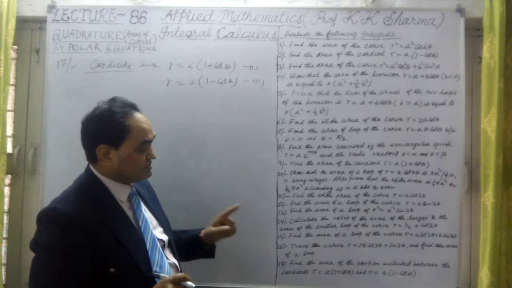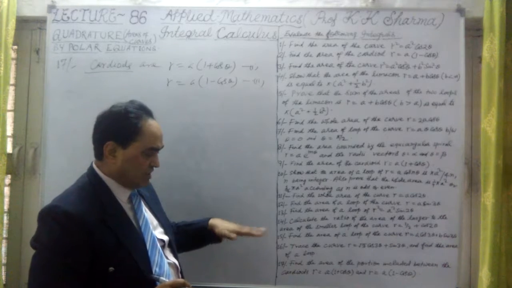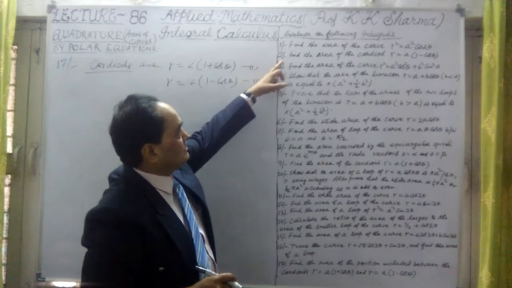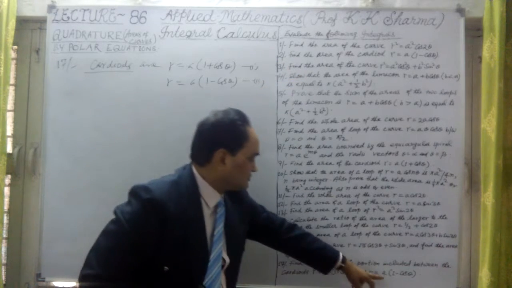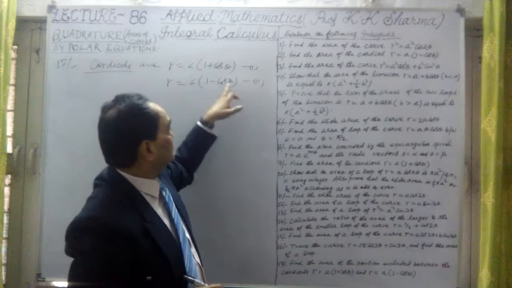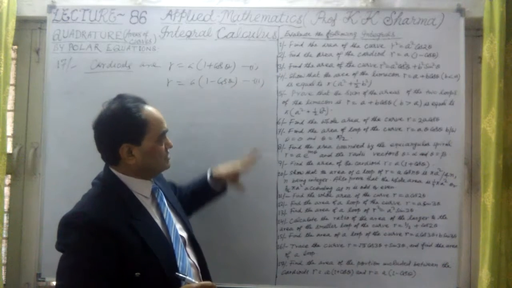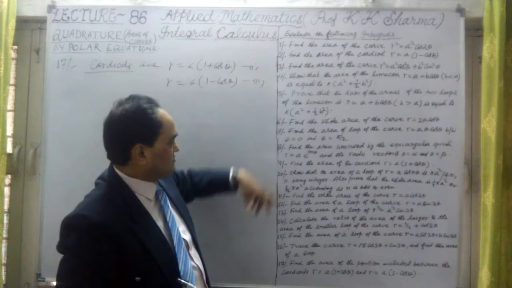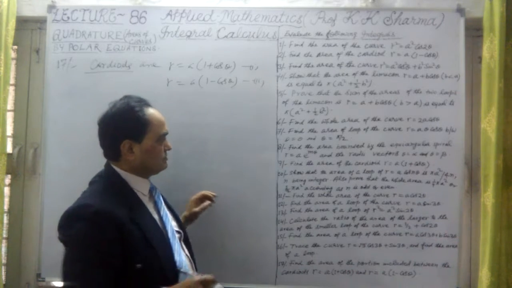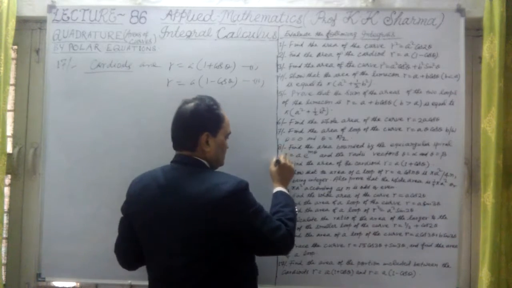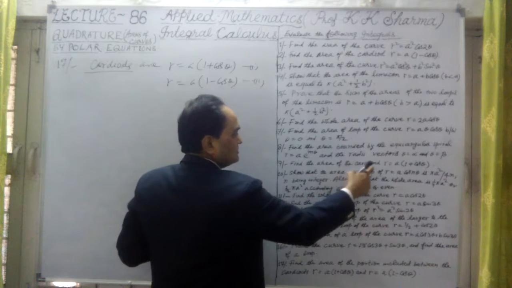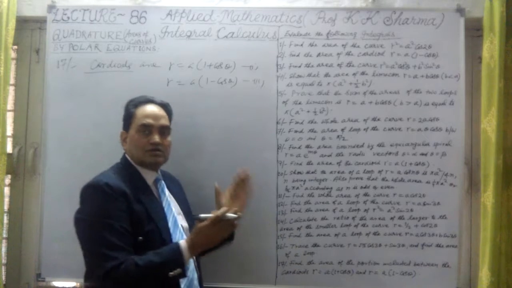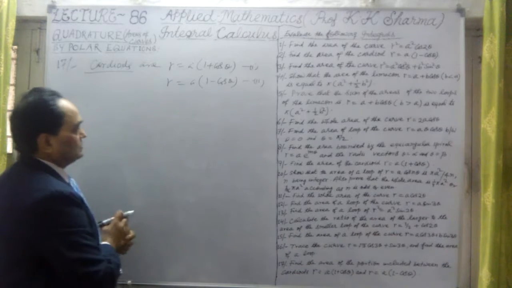These cardioids we have described in isolation, this one and this one. The second question we described in the third question with the tracing of the curve, that was the cardioid. And the ninth question is to find the area of the cardioid r equal to a(1 plus cos theta). So here these two are combined together. What is the area here?